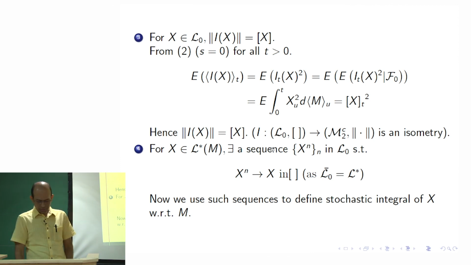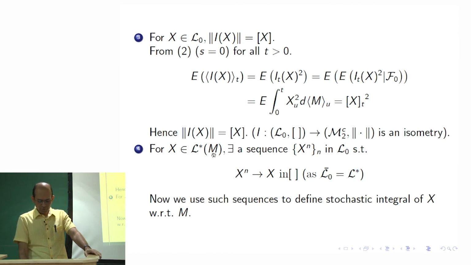Therefore both are equal. Now assume that you have an x in L star m, the progressively measurable process. We want to prove there exists a sequence xn. You have already seen that the closure of L naught is L star m. So of course we can find a sequence xn in L naught such that xn converges to x in box norm, because L naught is dense in L star m.